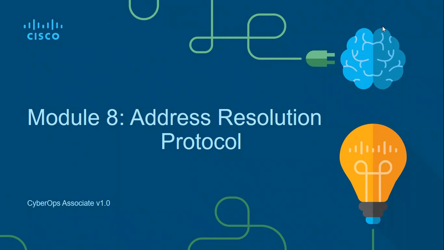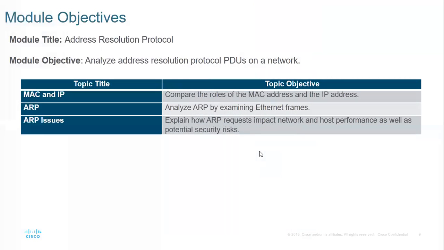Okay. So last time we ended at module 8, address resolution protocol. The main objective of this module is to analyze address resolution protocol data units on a network, the PDUs.